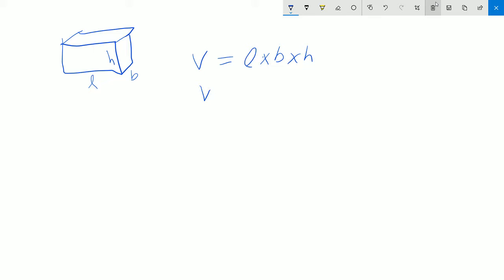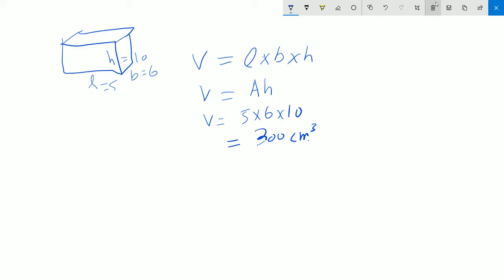We know that length into breadth equals area. So we can also write this as area into height. If, for example, length equals 5, breadth equals 6, and height equals 10, we would calculate volume using this formula 5 into 6 into 10, which would give us 300. And we use the unit centimeter cube if these figures are in centimeters.